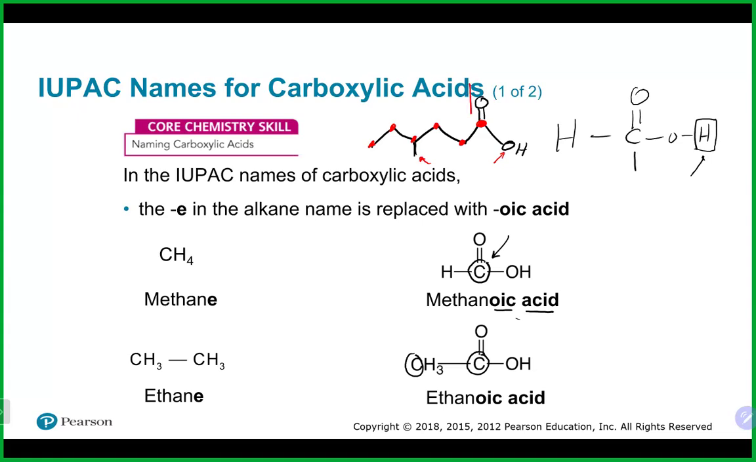This right here is our carboxylic acid group, our carboxyl group. And because it has 6 carbons, this is going to be based off of hexane. Going to drop the E and add oic acid. So this is going to be hexanoic acid.